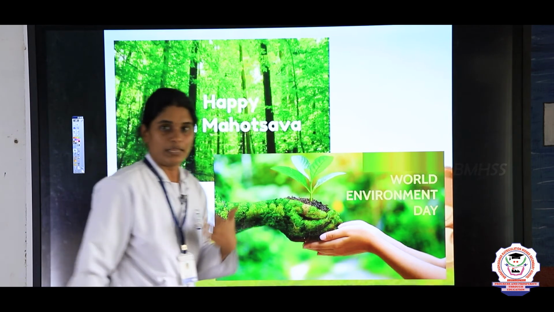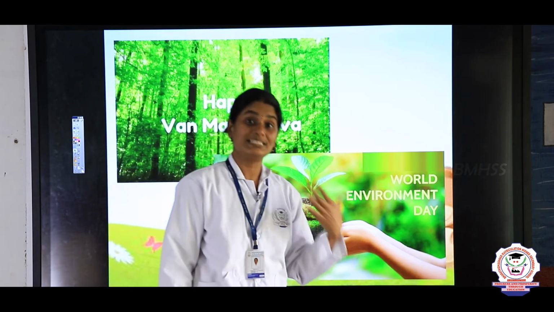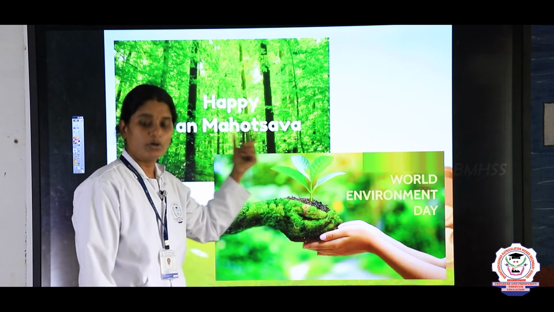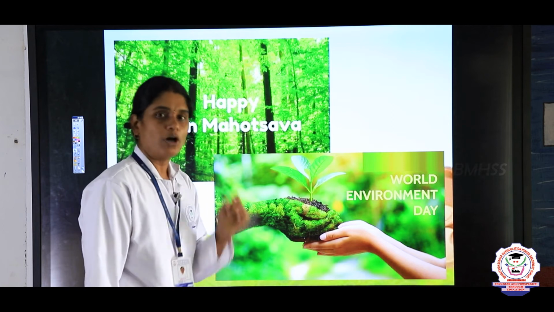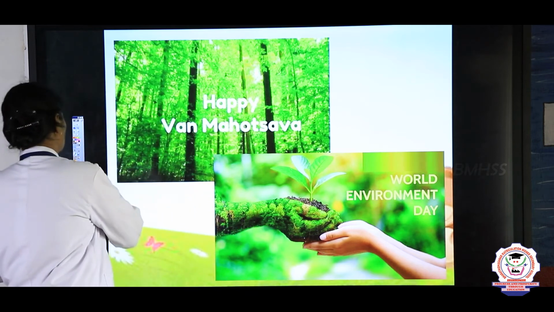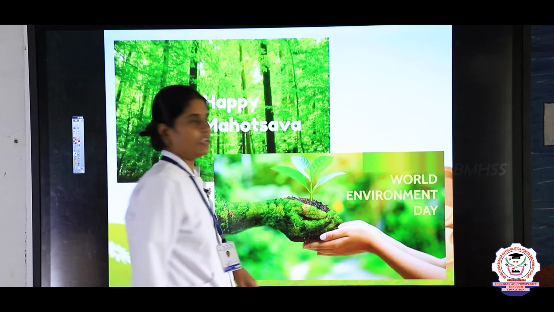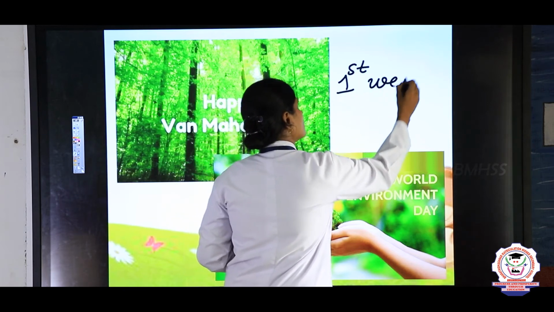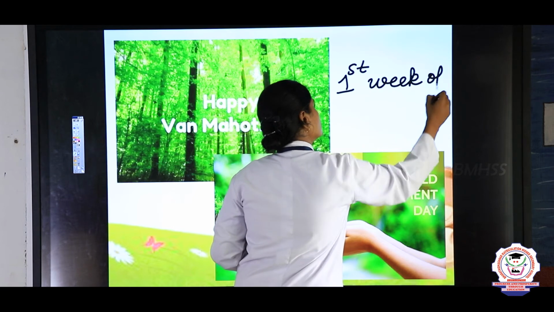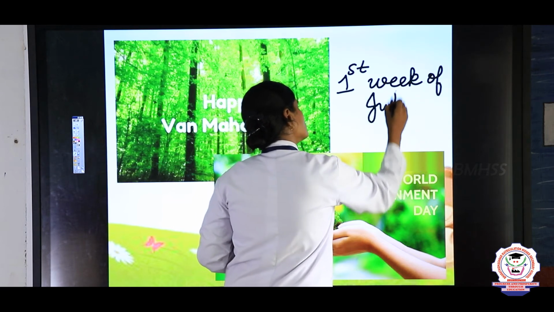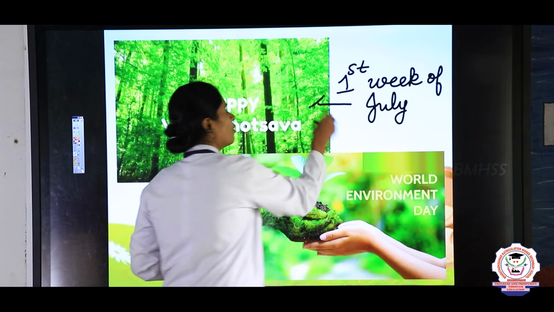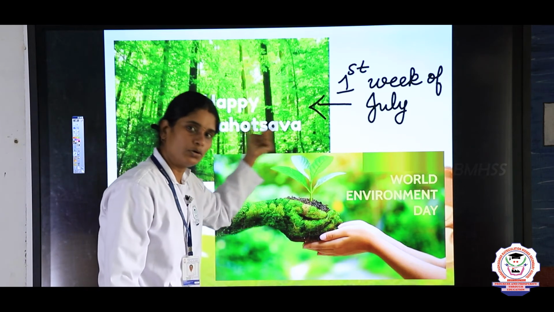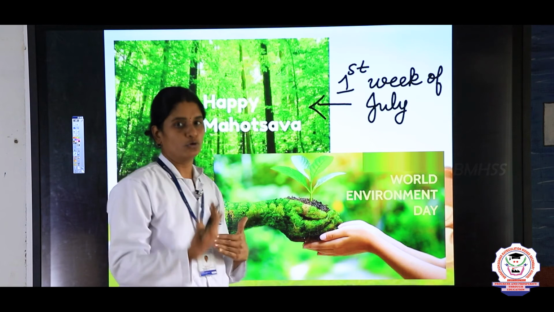Every year in India we celebrate Van Mahotsav Day. What is Van Mahotsav Day? Van Mahotsav Day is nothing but Forest Day. Every first week of July we celebrate Van Mahotsav Day. We need to plant more trees.